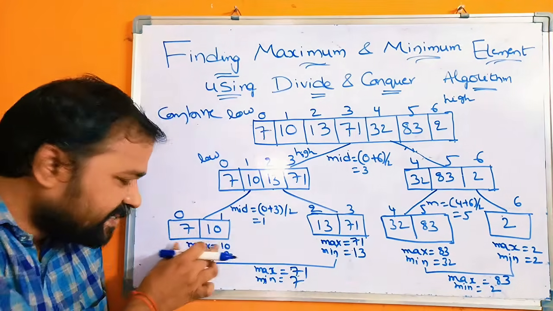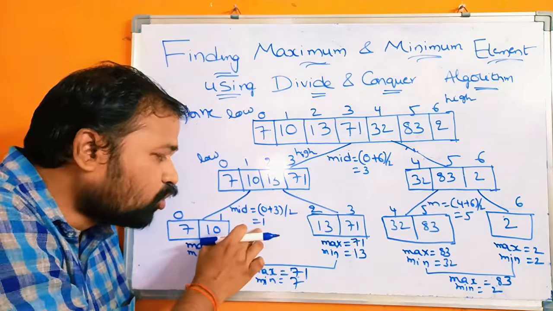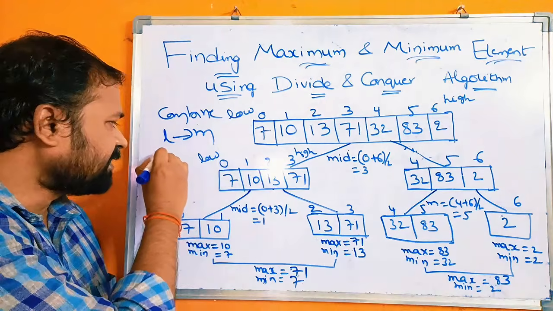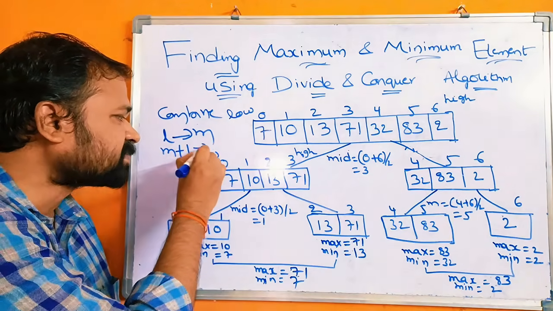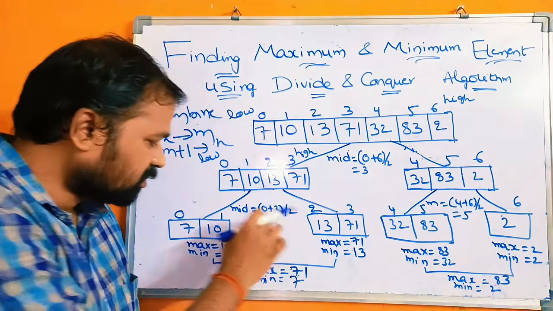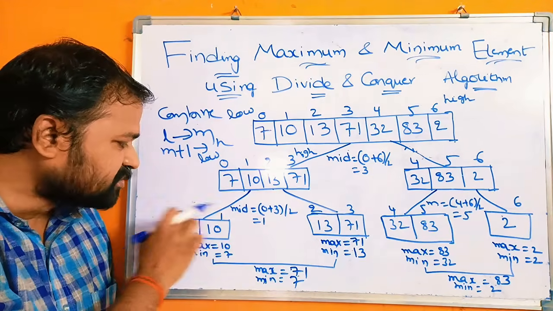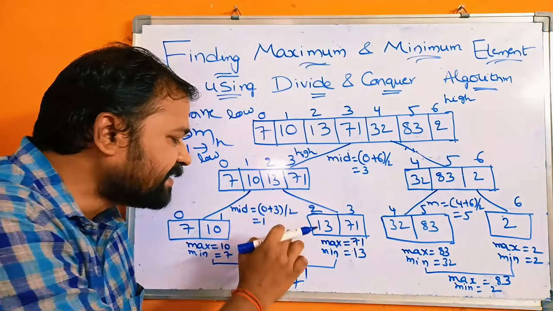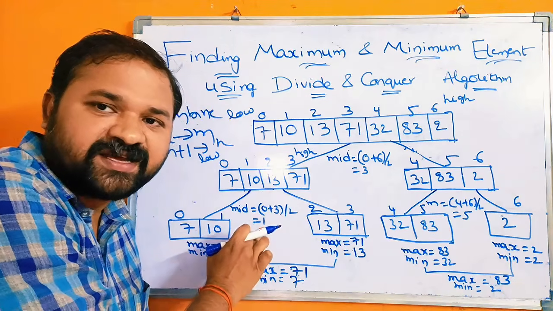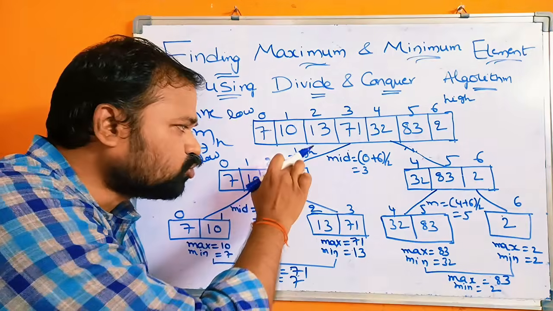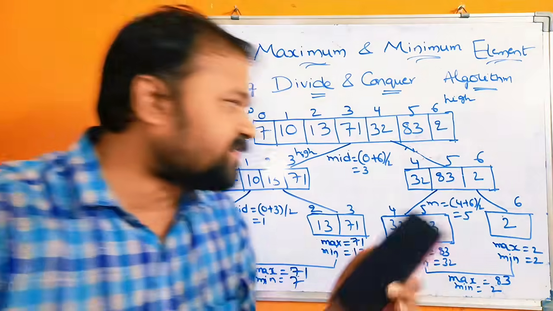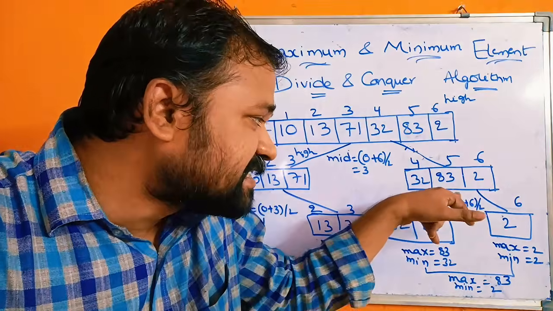Okay, so list 1 contains the elements from low to mid, whereas list 2 contains the elements from mid plus 1 to high. Here low means 0 and mid means 1, so list 1 contains the elements from 0 to 1, whereas list 2 contains the elements from mid plus 1 to high. The mid value is 1, so 1 plus 1 means 2, and the high value is 3. So 2, 3 means 13 and 71.